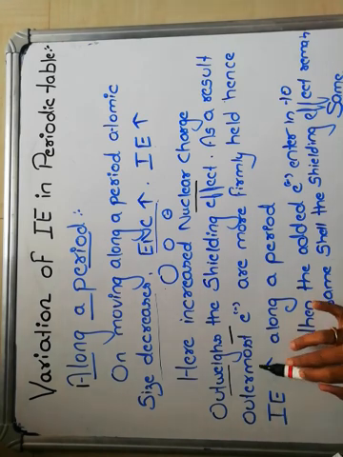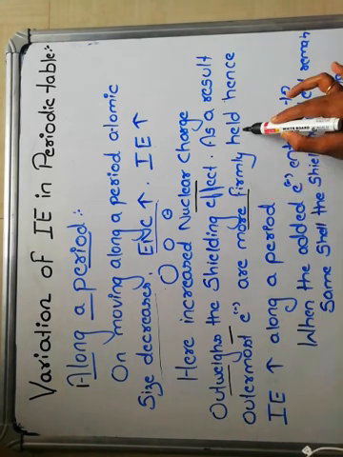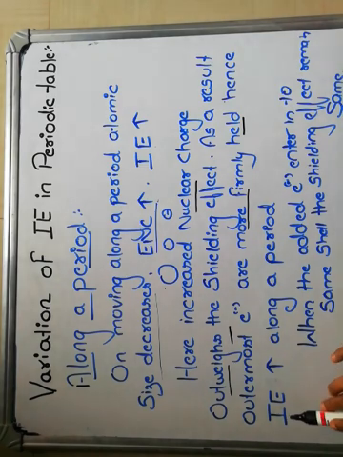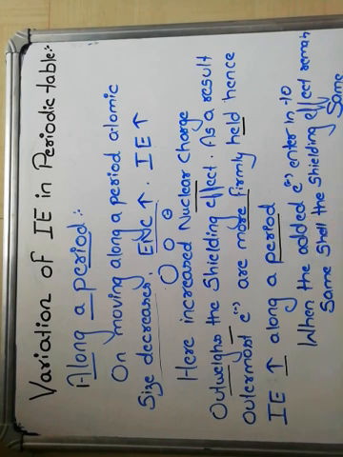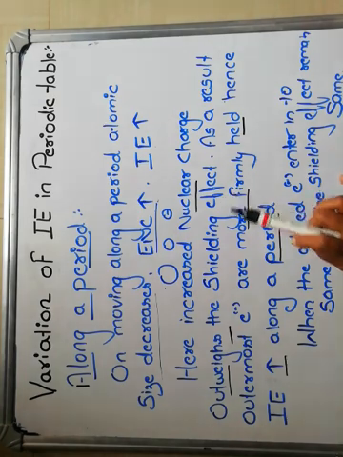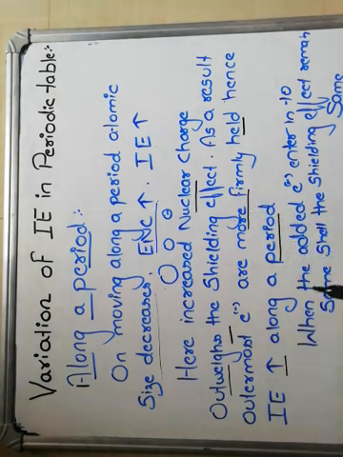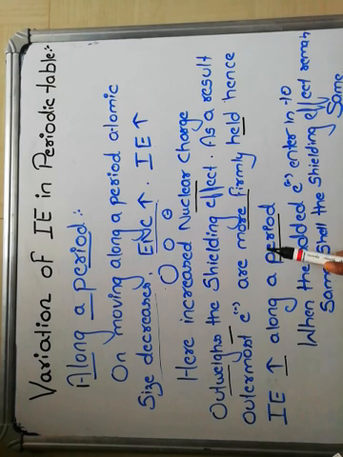For that reason the outermost electrons are more firmly held. So they hold on tightly, and hence ionization enthalpy increases along the period. Got it? And it is very difficult to remove the outermost electron. Once again, as we move along the period, atomic size decreases, effective nuclear charge increases. And one more thing, here the increased nuclear charge outweighs the shielding effect. As a result, outermost electrons are more firmly held, and hence the ionization enthalpy increases along a period.